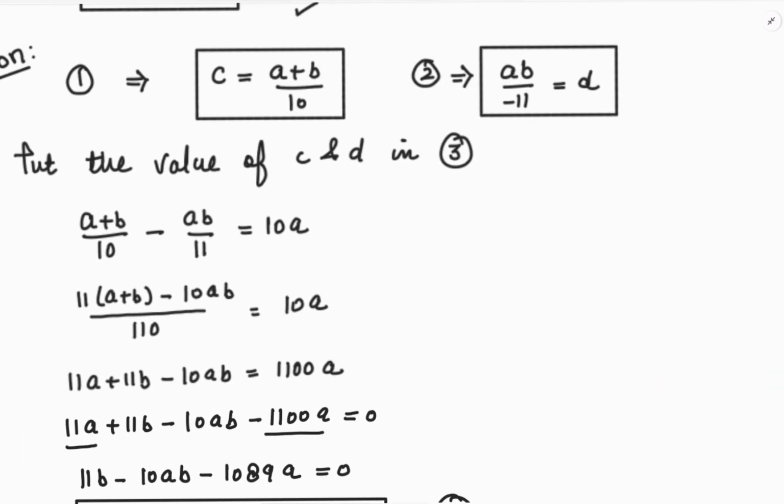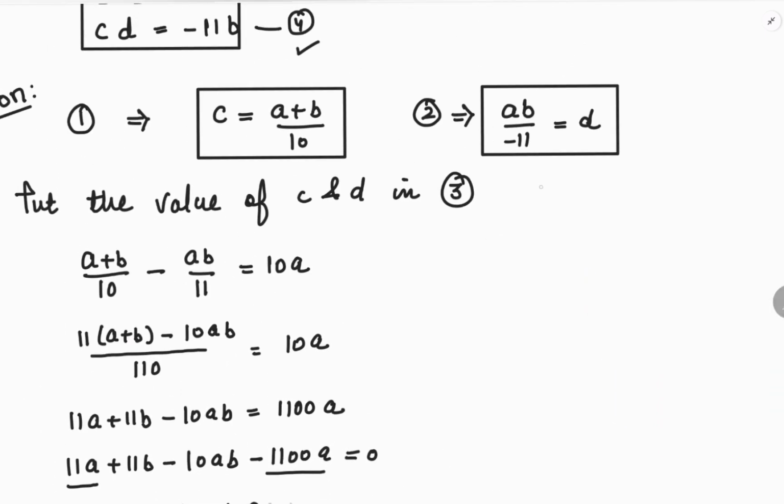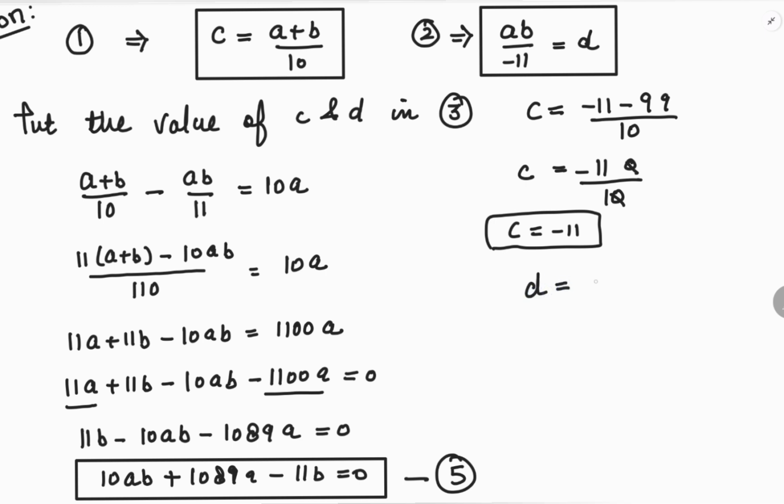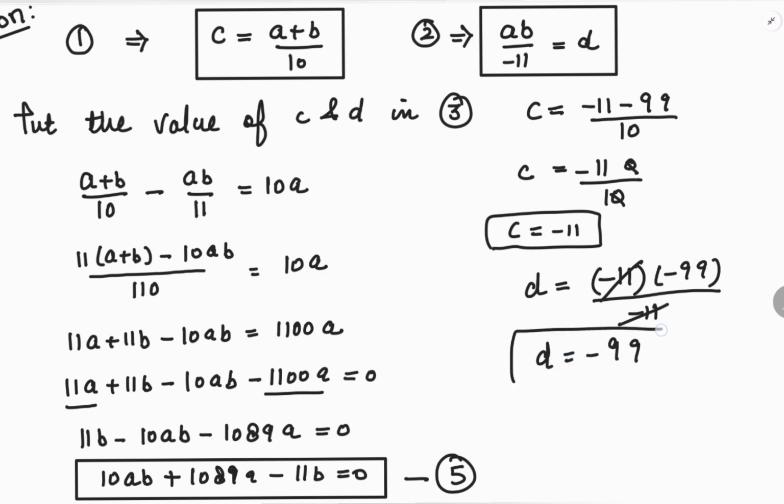We will go above here. And what is c now? C is equal to a plus b. What was a? A was minus 11. B is minus 99 by 10, right? So what do you get here? Minus 110 by 10. So c is equal to minus 11, right? Okay, and what is d? D is equal to ab by minus 11. What is a now? A is minus 11. B is minus 99 by 10, divided by minus 11. So d is also minus 99, right?